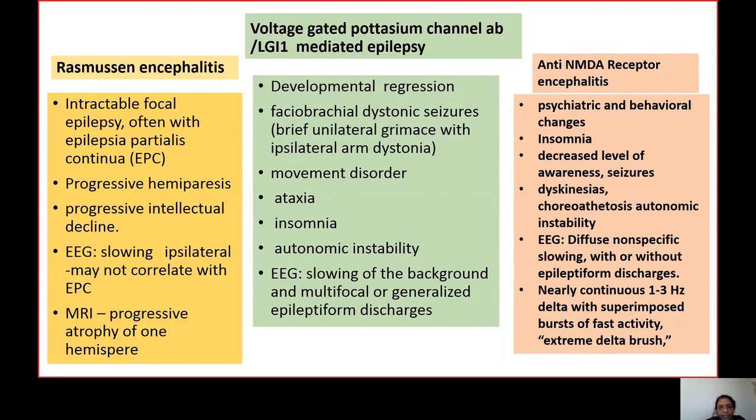So sometimes it's not very specific for us to guide us. So, like, what is it? So you need to think and then direct your investigations along that.